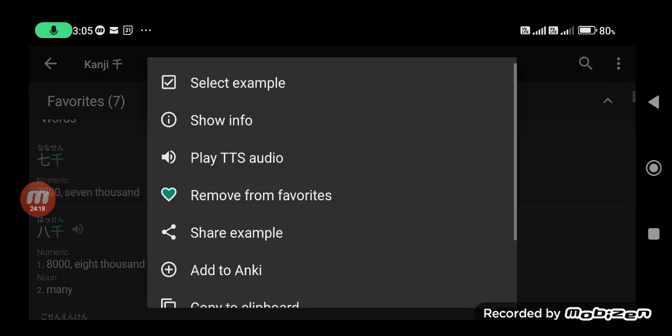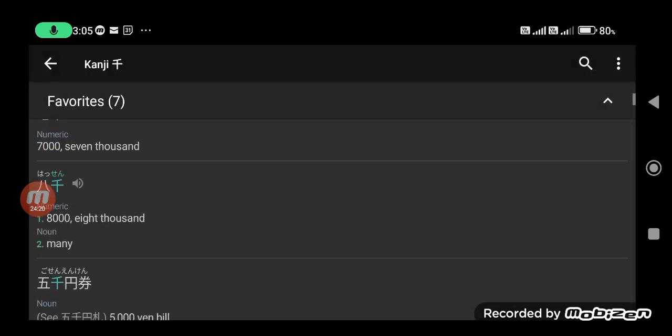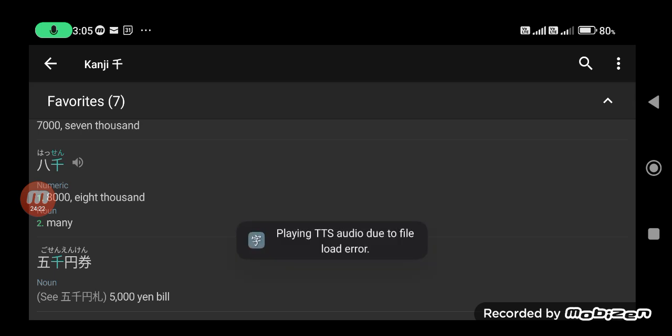Nanasen is 7,000. Hassen is 8,000. That's hachi plus sen. So the chi in hachi is a consonant doubler. So you drop the chi and make the s in sen doubled. So hassen, 8,000.